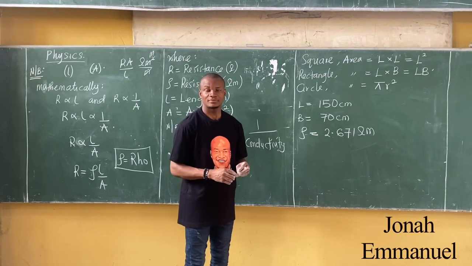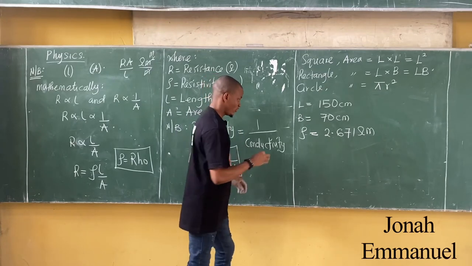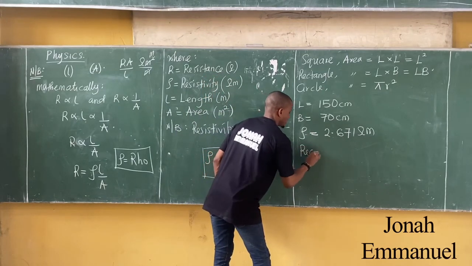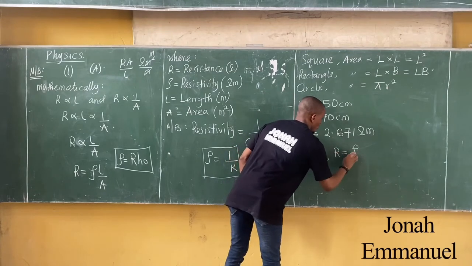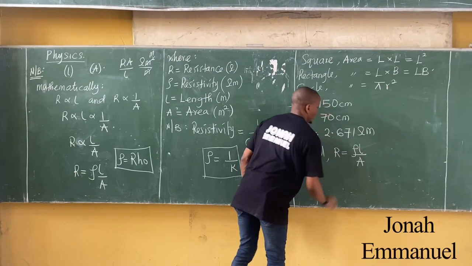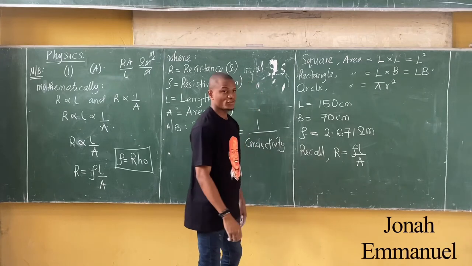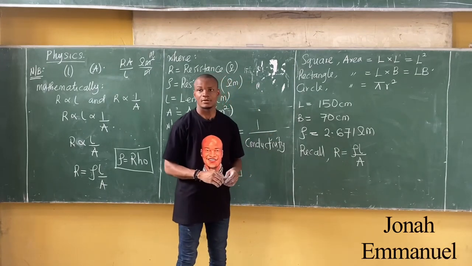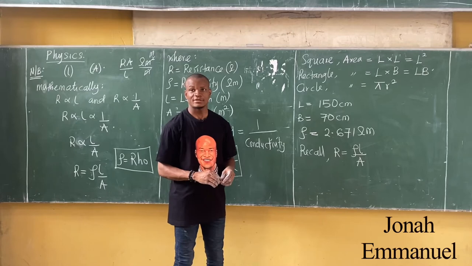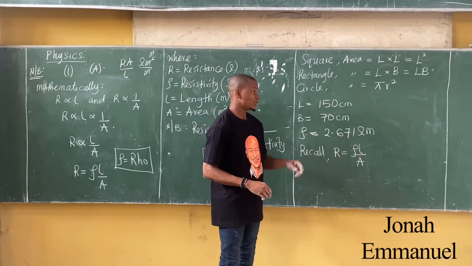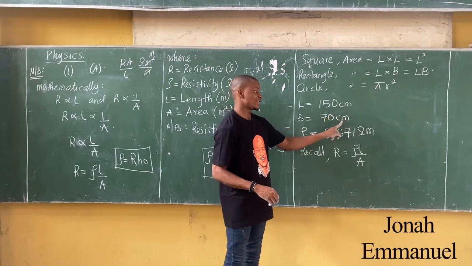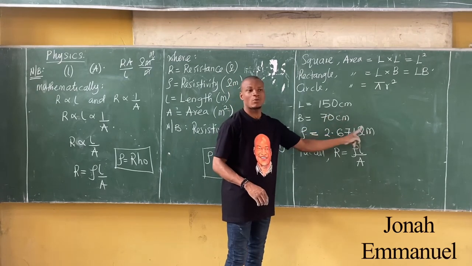Well, let's get this done. Of course, recall your formula. Resistance is equal to rho L all over A. Now, look at this case. First of all, am I converting? Yes, I'm converting, of course. This is in cm, and this is in meters, so you can't work with it that way.